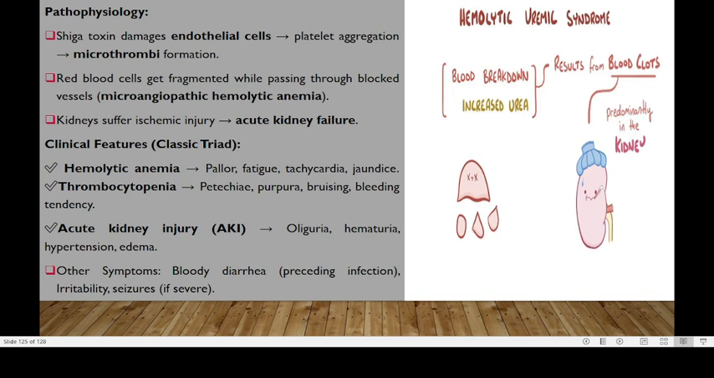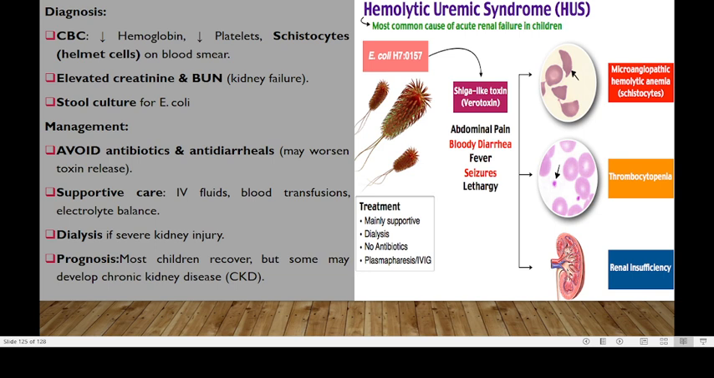Other symptoms include bloody diarrhea. This one precedes an infection, irritability, and seizures if severe. So remember, there is generally blood breakdown leading to increased urea, and this results from blood clots. So the kidney is more affected.